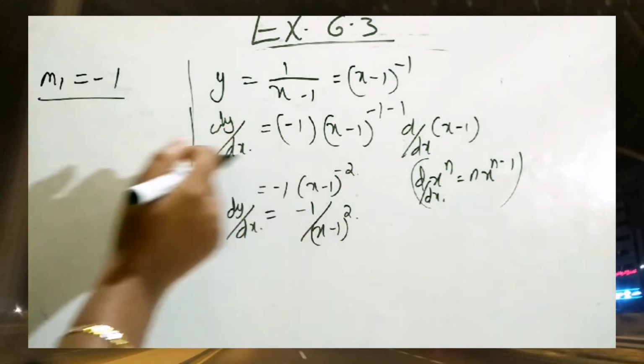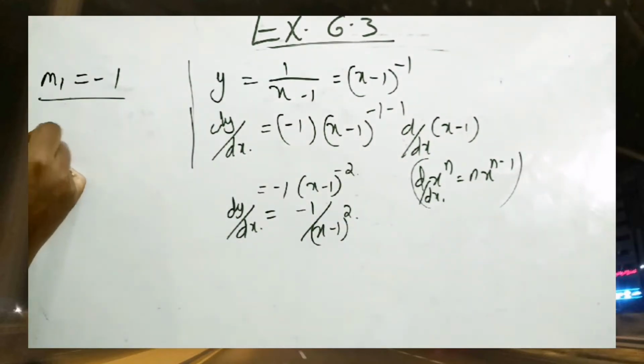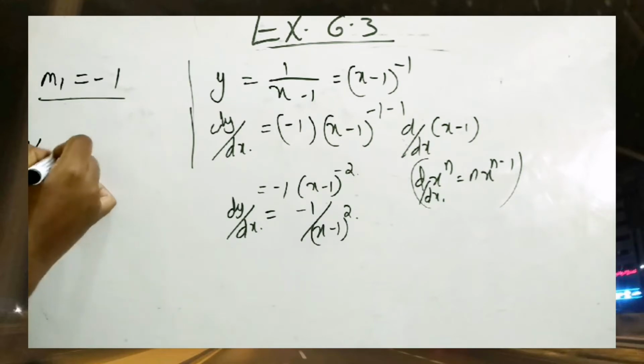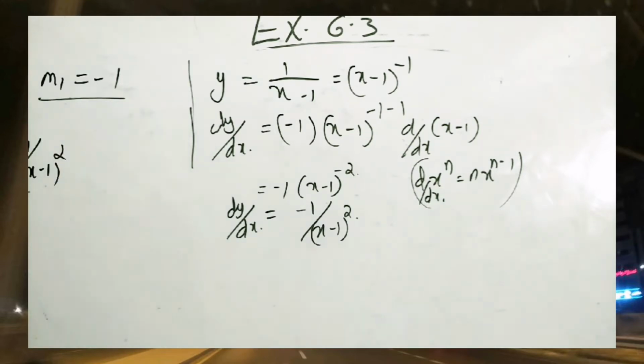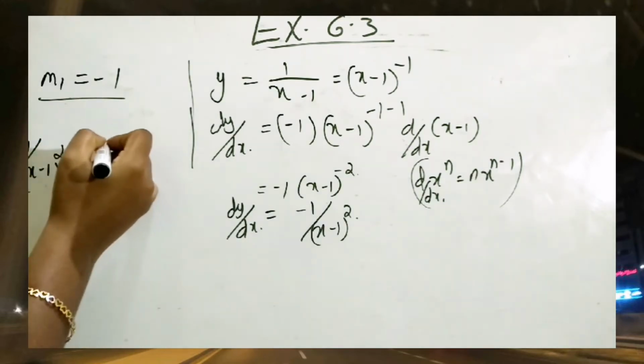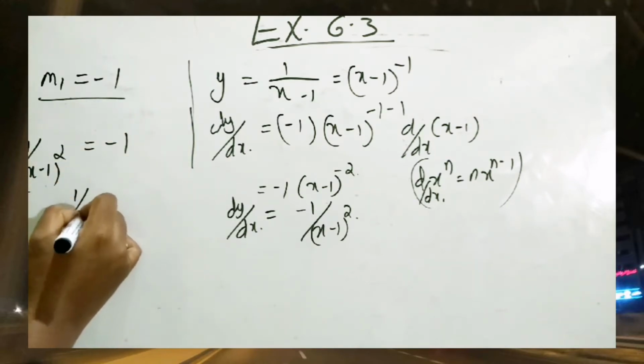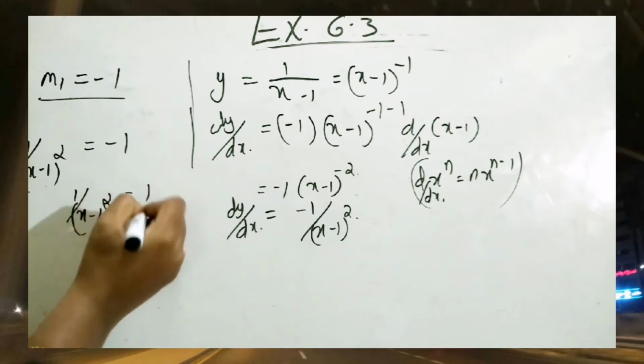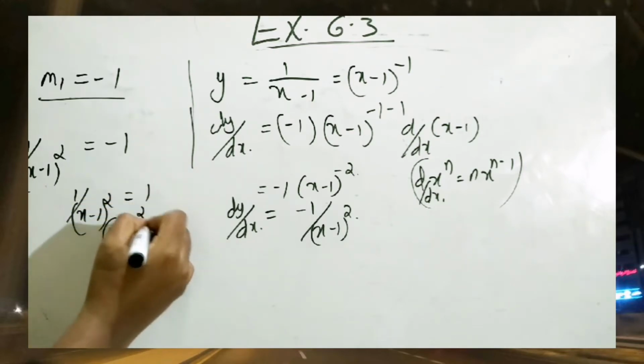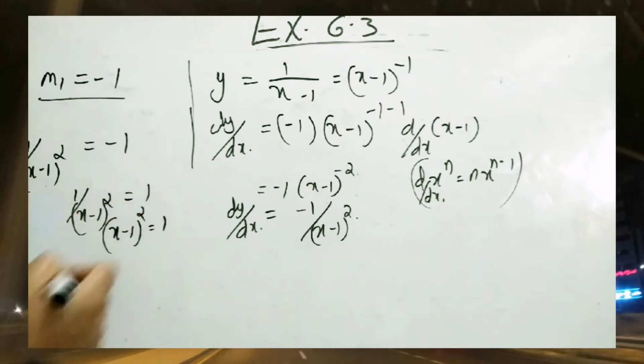So we can equate these two and we will get minus 1 divided by (x minus 1) all squared is equal to minus 1. The minus signs we can cancel from both sides. So (x minus 1) all squared is equal to 1.